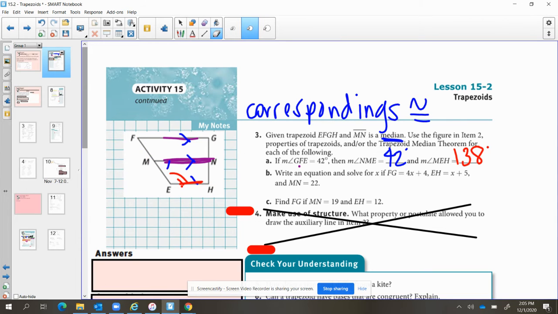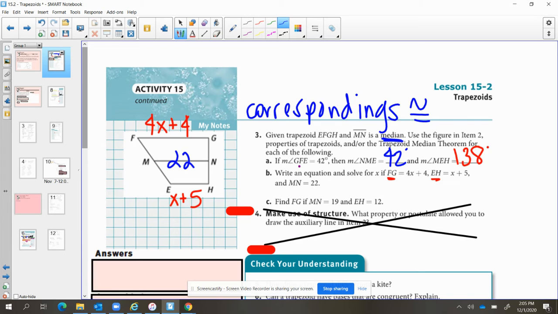Now in the next piece, they're talking to us about some side lengths. Again, notice there's no angle symbol, so we know we're talking about sides. They're telling us that FG is 4x plus 4, EH is x plus 5, and the median here is 22. We want to know the value of x.